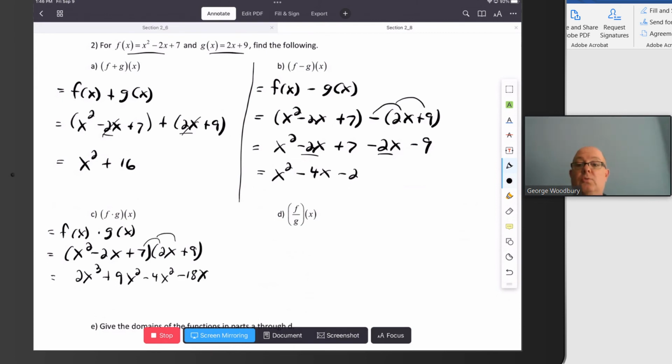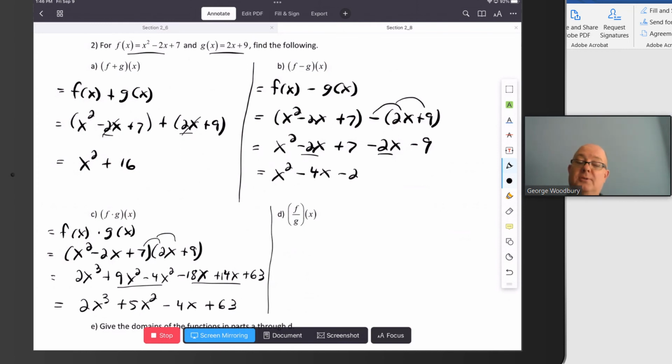Finish by distributing through the positive 7. 7 times 2x, that's plus 14x. And 7 times 9, that's plus 63. Now we can combine like terms, and we're left with 2x cubed. Positive 9x squared minus 4x squared, that's plus 5x squared. Negative 18x plus 14x, that's minus 4x. And then the constant term plus 63.